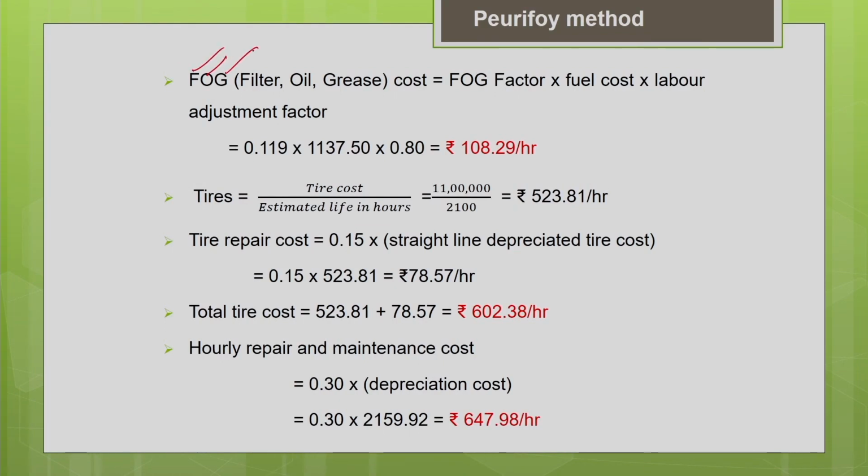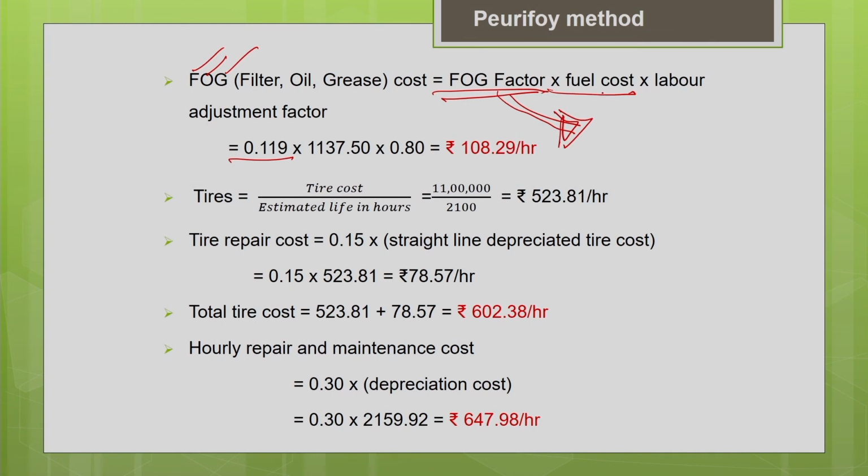Now, let us estimate the other consumables, FOG: filter, lubricating oil and grease. As I told you, there are different ways to estimate it. In some handbooks, we get the FOG factor for different equipments for different operating conditions. This factor can be expressed as a percentage of the fuel cost. This FOG factor is derived for a particular equipment type for the particular working condition. Say in this case for the dump truck, for the average conditions, I have assumed the value as 0.119. These are just approximate assumptions. You can take it appropriately from the handbook.